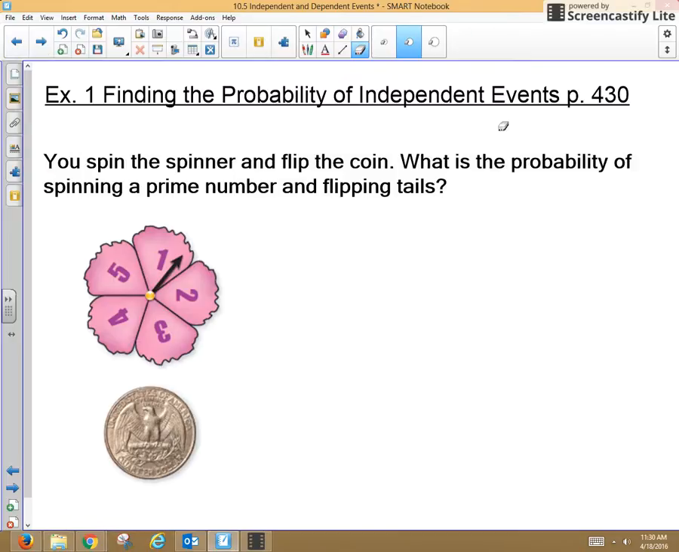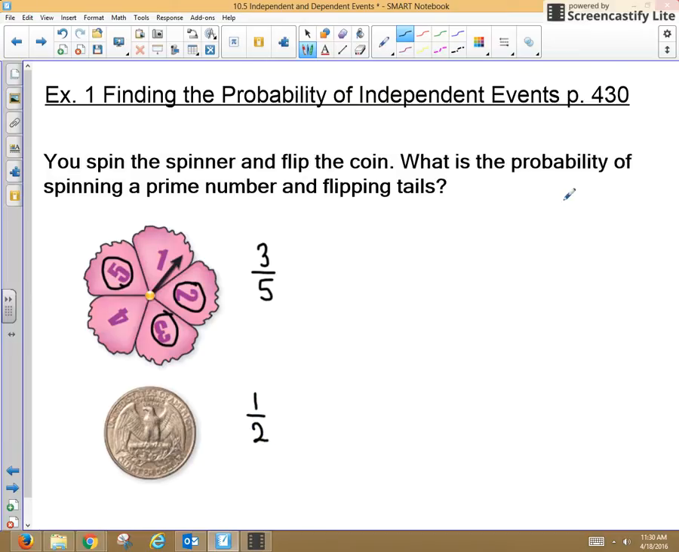Now, example 1 is finding the probability of an independent event. It says you spin the spinner and then you flip a coin. What is the probability of spinning a prime number and flipping tails? So we need to find the probability of a prime. 2 is prime, 3 is prime, and 5 is prime. So that's a 3 out of 5 probability here. Flipping tails is a 1 out of 2 chance.